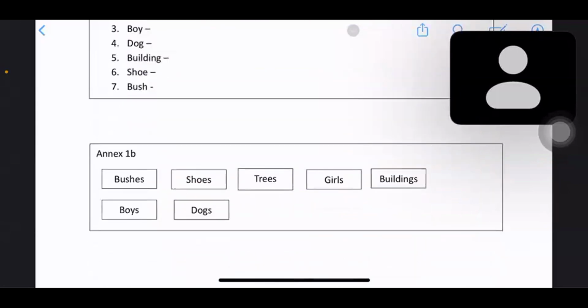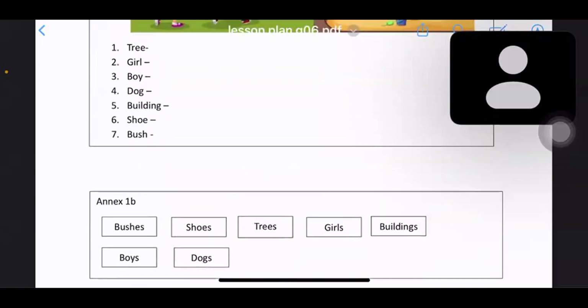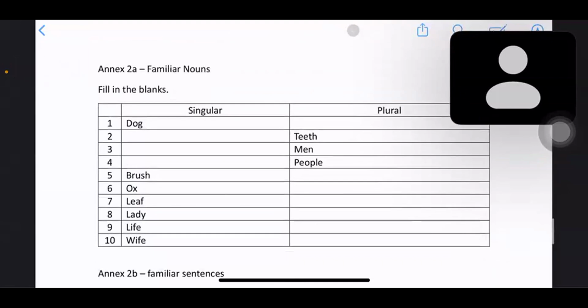Then Annex 1B, there are answers, word strips. They have to choose the correct plurals of nouns and paste them in the task sheet. Then Annex 2A, familiar nouns. Fill in the blanks. There are 2 columns, singular and plural.